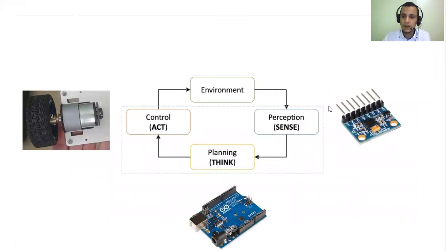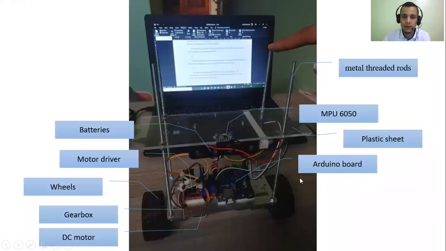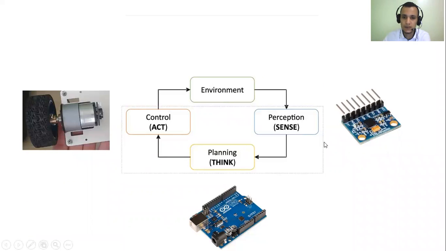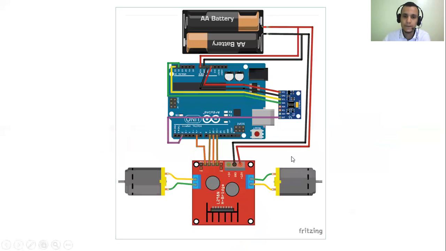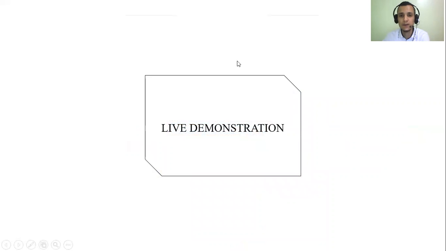Realization. So how we made our robot. The robot has a sensor to sense the angle, and it gives this information or data to the controller. The controller, based on the data, gives a command to the actuator, and the actuator changes the environment. All right, so this is my robot, and this is what it is made of, and this is the wiring of the robot. Now we move on to a live demonstration.